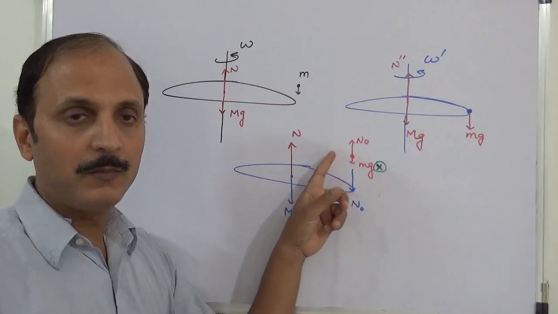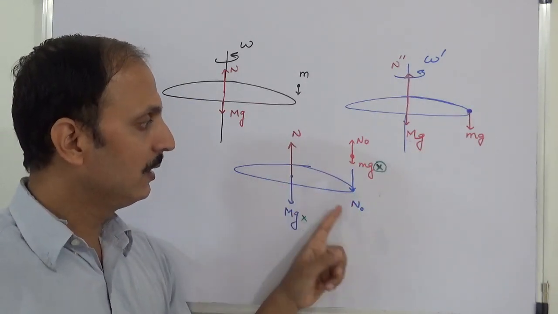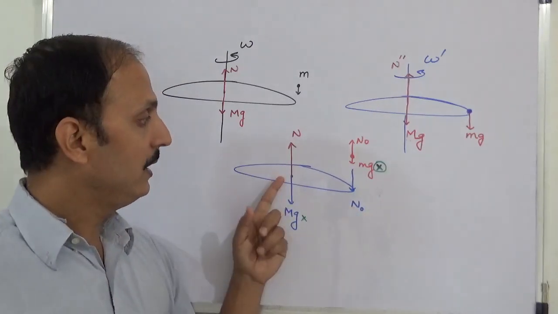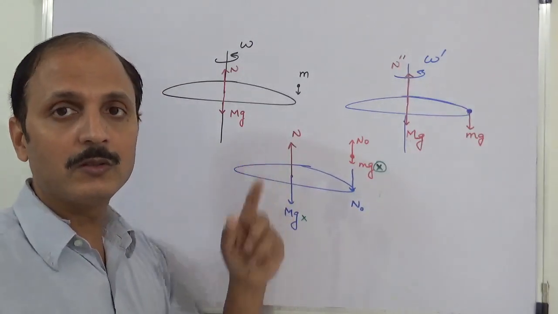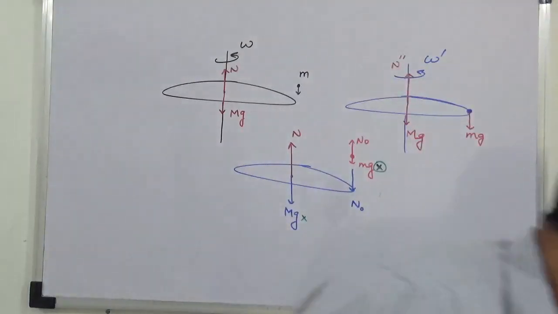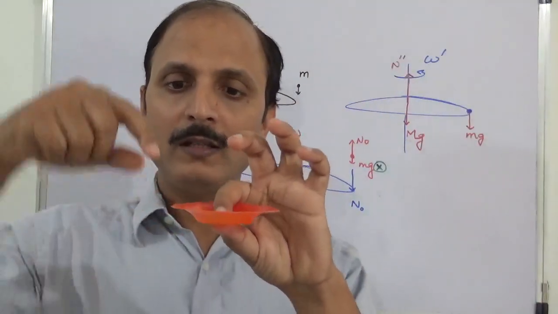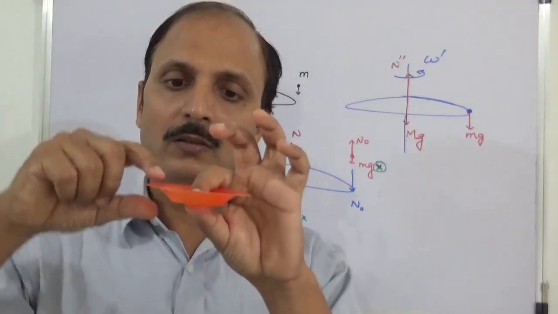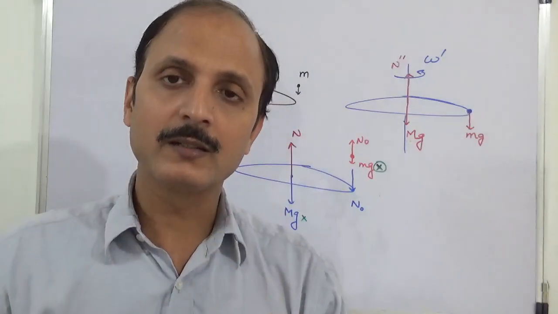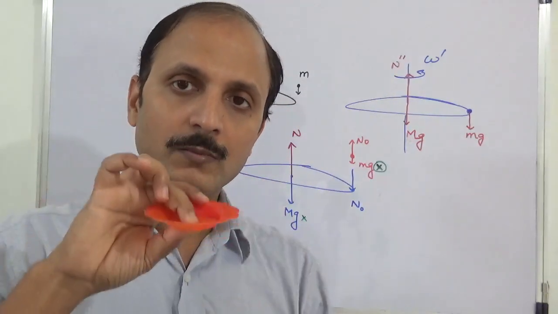But the force by the hinge, because if on the disk this N naught is impulsive, so the hinge force N should also be impulsive, otherwise this disk will break. If the disk is hinged here and an impulsive force acts here, then the hinge should also apply an impulsive force, otherwise the disk is going to break.